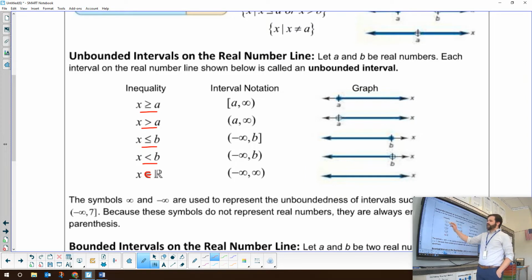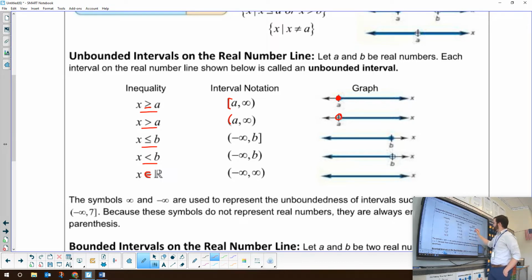If we have greater than or equal to, what's going to happen is we're going to use a bracket. So anytime you see an equal to symbol, we're going to use a bracket. On our graph, we're also going to use a closed circle here. If it was just greater than and there wasn't the equal to symbol, I would have a parentheses on that side and we'd have an open circle.